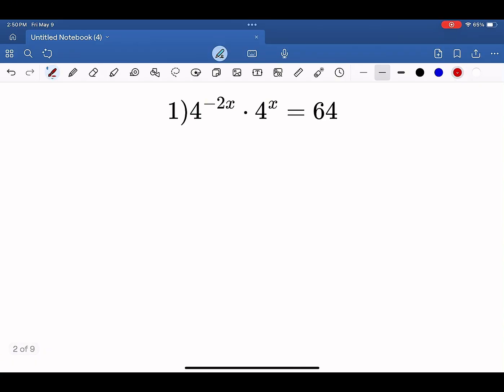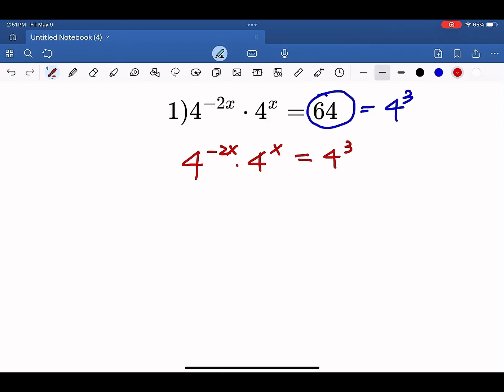In this video, we're going to solve exponential equations. To solve an exponential equation, we need to have the same base for all the terms. Since we have 4 and 64, we're going to change 64 to 4 to the third power. So we have base 4 for all the terms. I'm just going to copy the left-hand side: 4 to the negative 2x times 4 to the x power equals 4 to the third power.